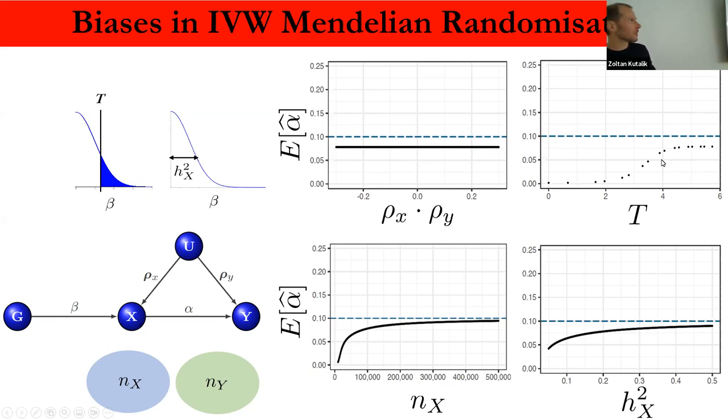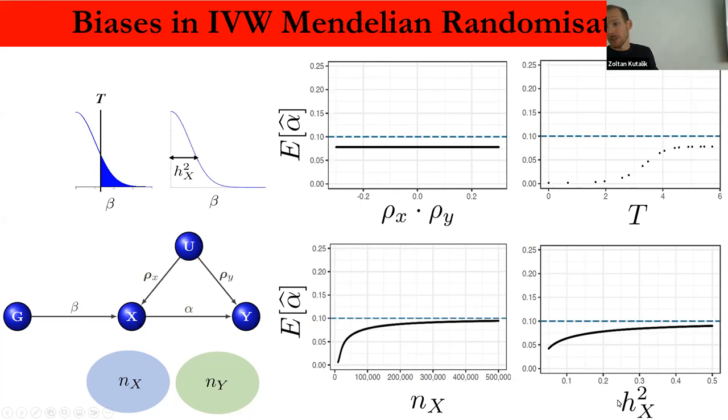Here on this plot, you see that if you increase the selection threshold, your bias is decreasing. So it's good to be very strict, but of course it also reduces power. So it's a trade-off. Definitely increasing exposure sample size is something very good to do because that reduces bias. This was the true estimate, and we are approaching this with the IVW estimator. But as you can see, if you just have a few thousand or tens of thousands of samples in this particular setting, your estimator will be massively downward biased.